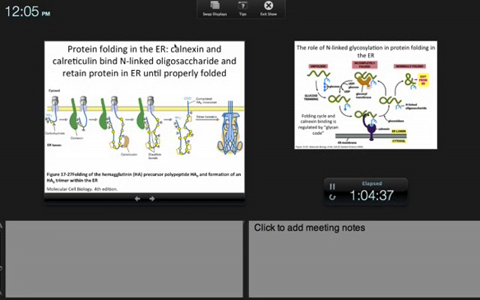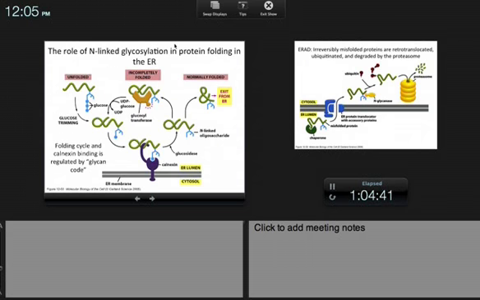Okay, so let's go into a little bit more detail. You might say to me, okay, so calnexin and calreticulin are binding to these sugars. How does the protein ever get out of the ER? There are enzymes in the ER that participate in this folding cycle, which is cleaving sugars and adding sugars, cleaving sugars and adding sugars, and that's regulating the binding of calnexin to the protein during the folding process, right?